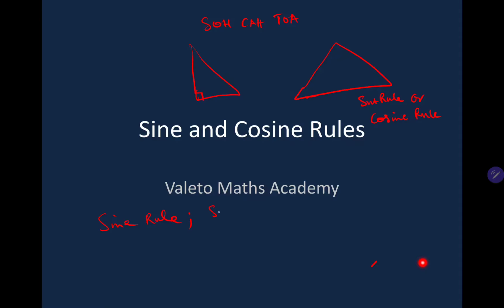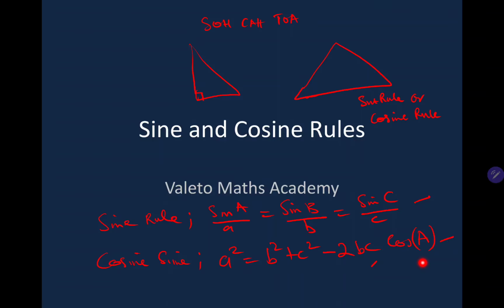The sine rule states that sine A over A is equal to sine B over B, and the same thing is equal to sine C all over C. While the cosine rule tells us that A squared is equal to B squared plus C squared minus 2BC cos A. This is the sine rule, this is the cosine rule, applicable to non-right triangles.